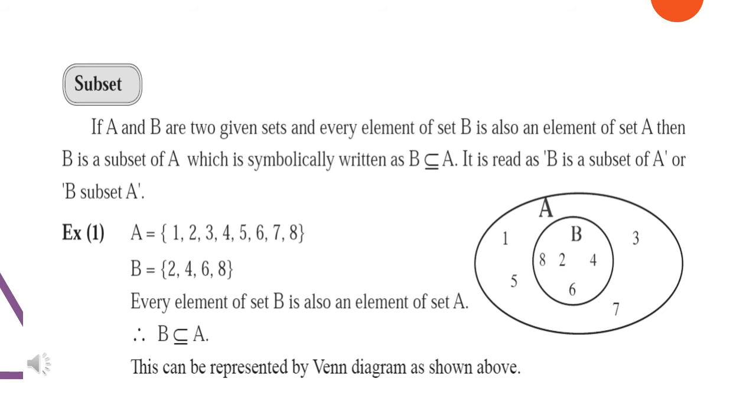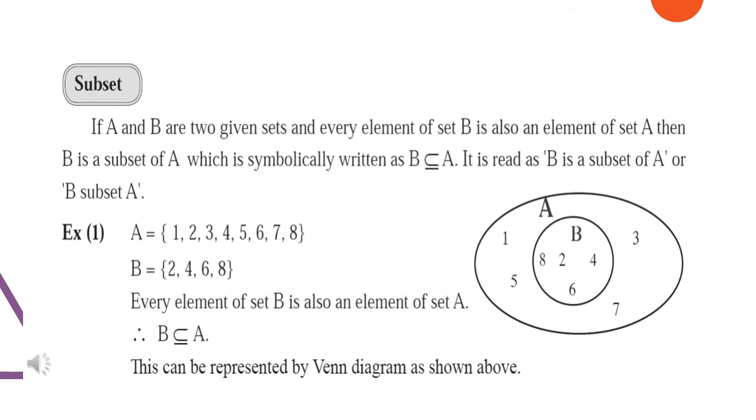Now subset is, if A and B are two given sets and every element of B is also an element of set A, then B is a subset of A, which is symbolically written as B is a subset of A. Can you see that symbol written there? Yes, that is the symbol for subset. It is read as B is a subset of A or B subset A. Okay, now look at the diagram given here, the Venn diagram. They have drawn B inside the set A, which means A will include all the elements of B.